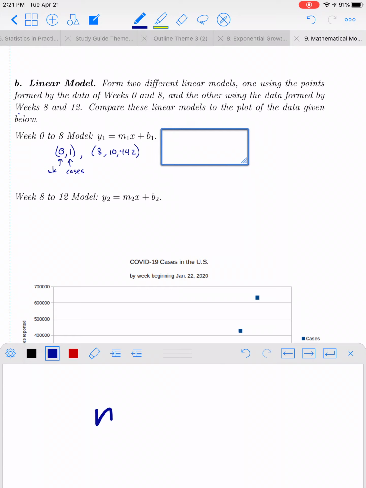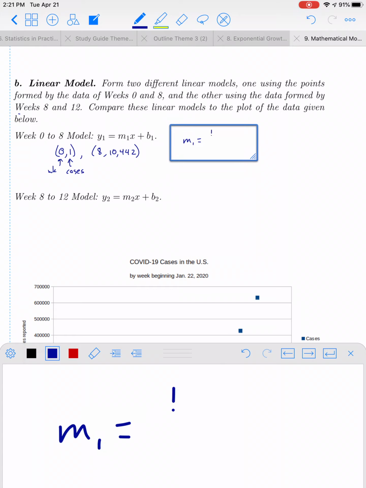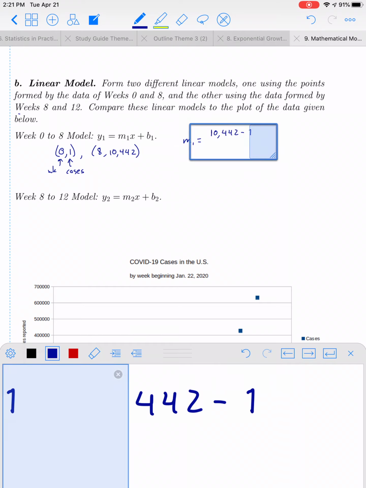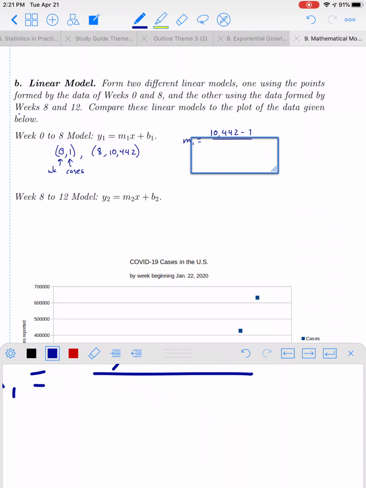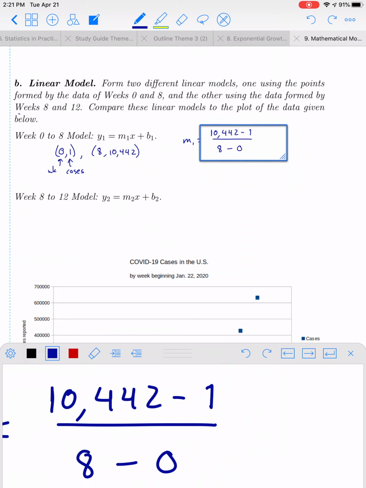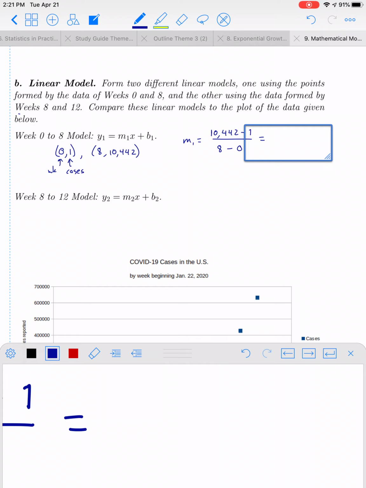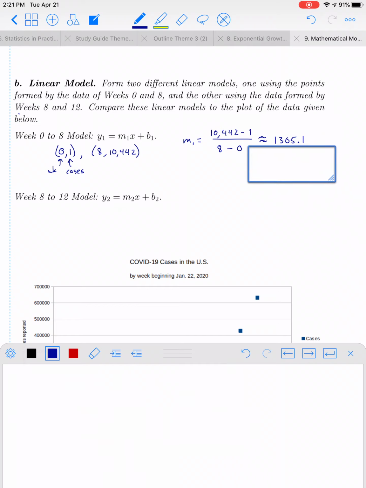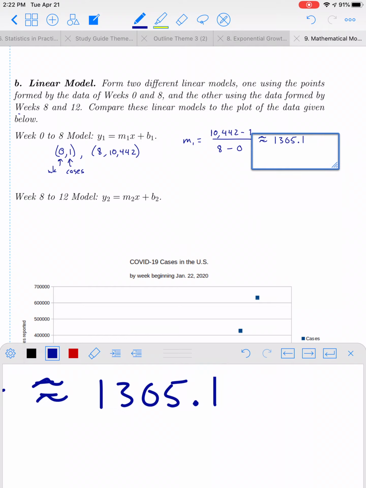Now, the slope in this case, m1, is the y value, 10,442, minus the y value of 1, so cases minus cases over week minus week, week 8 minus week 0. This week corresponds to this number of cases, so they're above each other in this slope equation. What this comes out to is approximately 1,305.1. We'll just round it to one decimal place. It's arbitrary. We're not asked to keep any decimal places, so we'll pick it on our own.